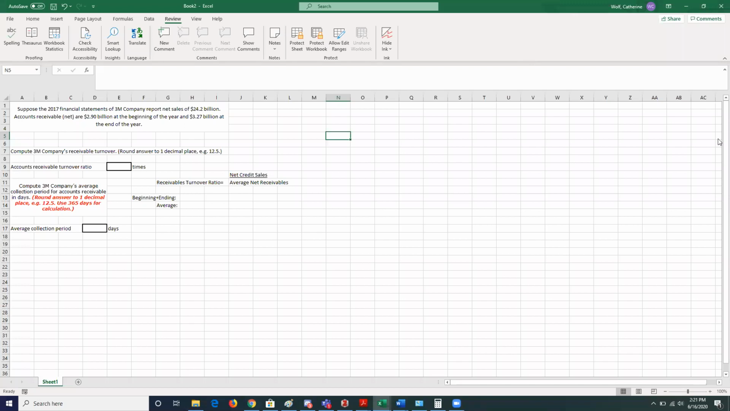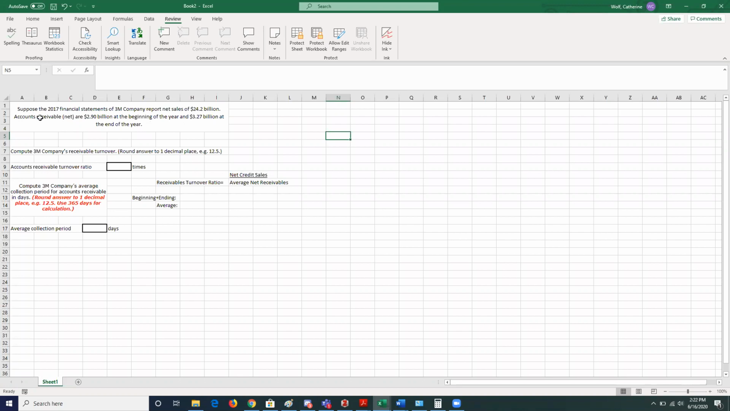Everybody. So today we're going to be talking about the receivables turnover ratio. This is the ratio that we have been taught about in this lesson. And what exactly is a receivables turnover ratio? In the lesson it says it measures the number of times on average that receivables are collected during a period. It can be turned into the average collection period in terms of days. And so that's exactly what this problem is asking us to do.